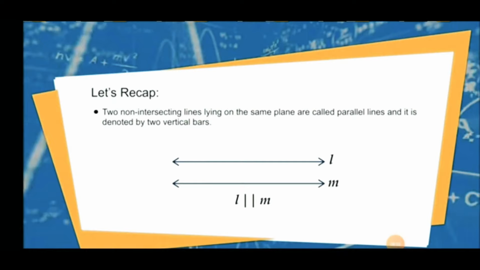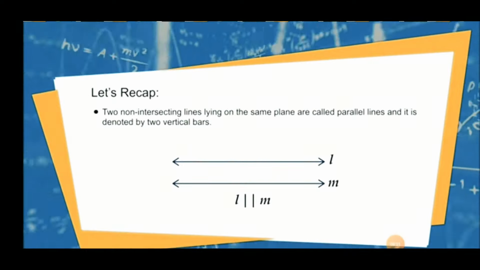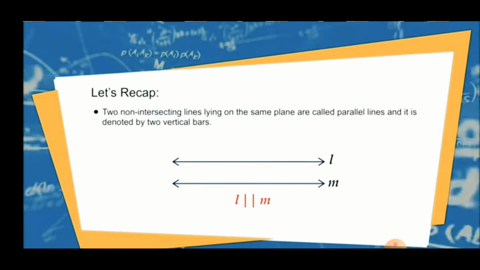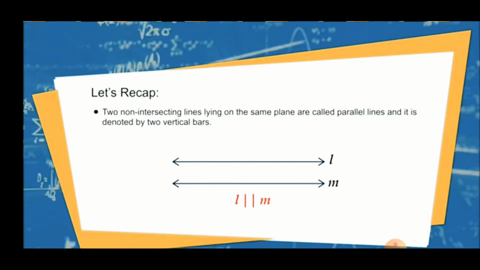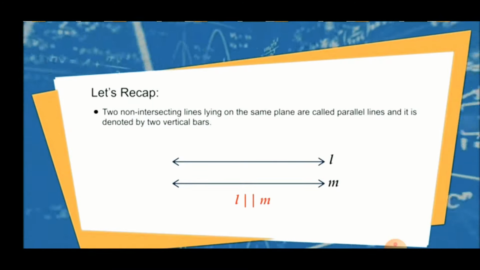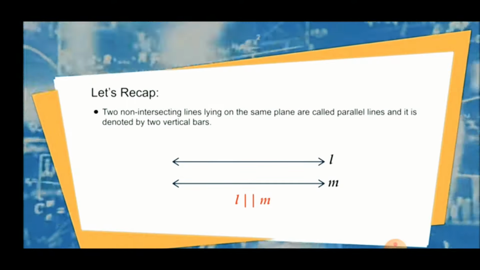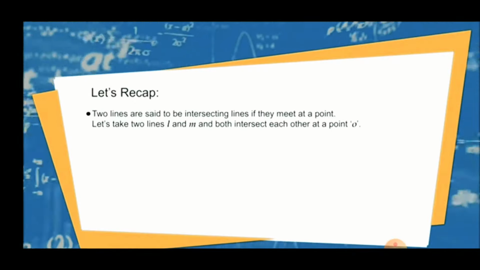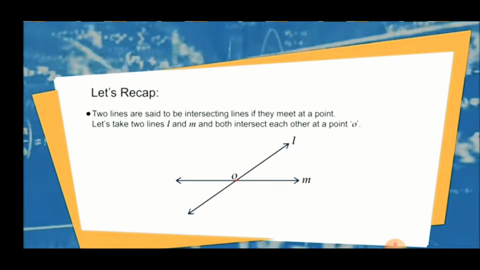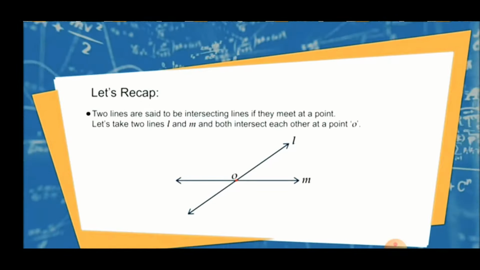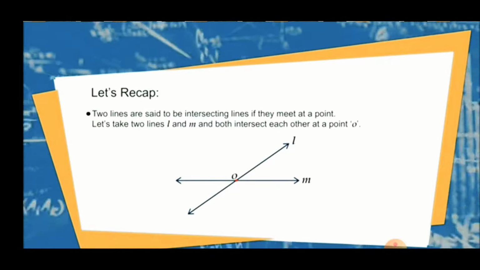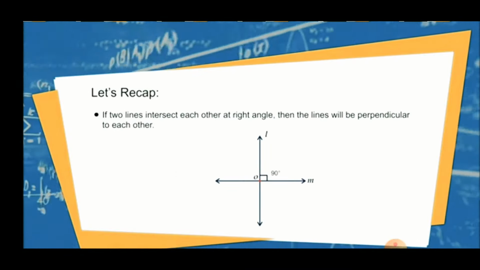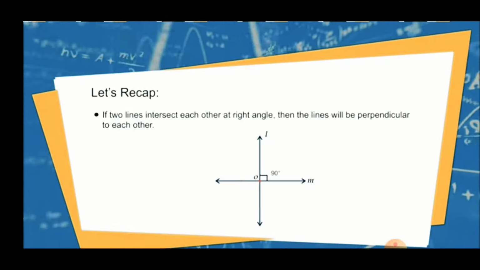Now, let us have a quick recap. Lines lying on the same plane that never meet are called parallel lines, and it is denoted by two vertical bars. Here L is parallel to M. It is written as L ∥ M and read as L parallel to M. Two lines are said to be intersecting lines if they meet at a point. Let's take two lines L and M, and both intersect each other at a point O. If two lines intersect each other at a right angle, then the lines will be perpendicular to each other.